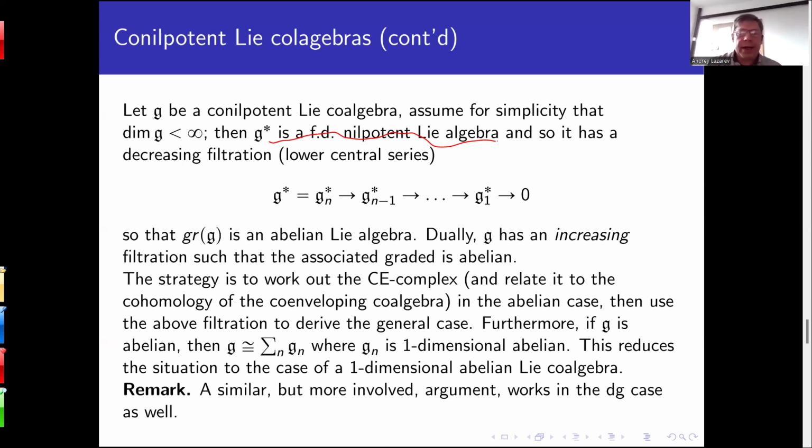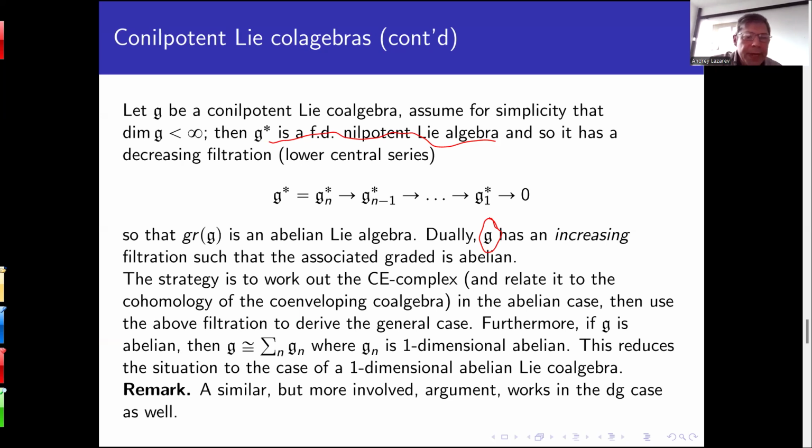This property characterizes finite dimensional nilpotent Lie algebras. Those are precisely those whose associated graded to the lower central series gives an abelian Lie algebra. If we dualize back, then we get that G, the Lie coalgebra G, has an increasing filtration, right? So if something has a decreasing filtration, then its dual has an increasing filtration. But again, the associated graded is abelian.